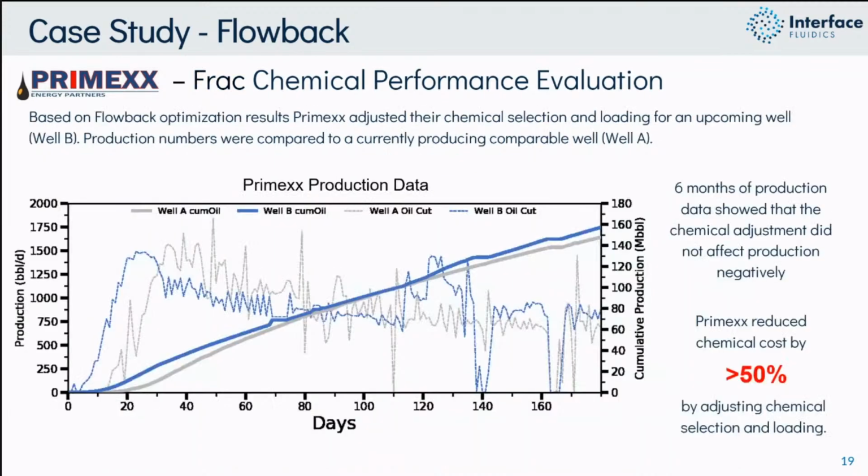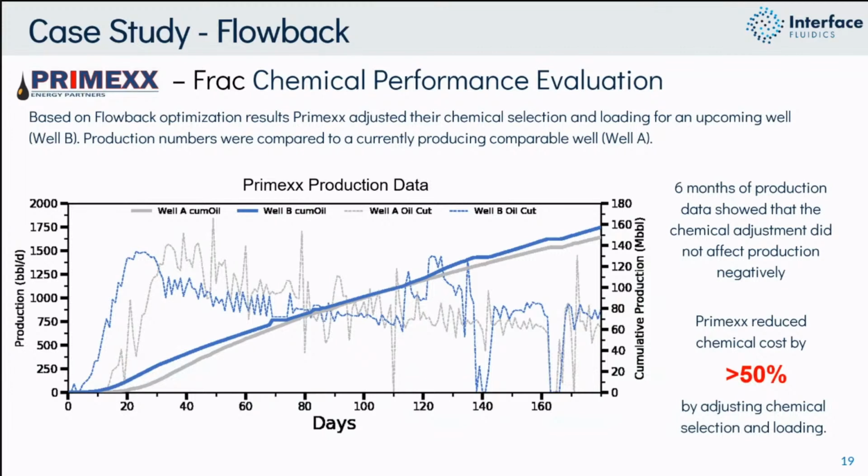What Primex did was take this information and apply it to a new well that they completed. Here is the 6-month production data of a new well, which was completed with sample P4 at 0.5 GPT, compared with a sister well. Here is well A, which was completed with one of the other additives at 1.5 GPT. As you can see, over the 6 months of production, first of all, there wasn't any damage caused by the new surfactants compared to the old ones.